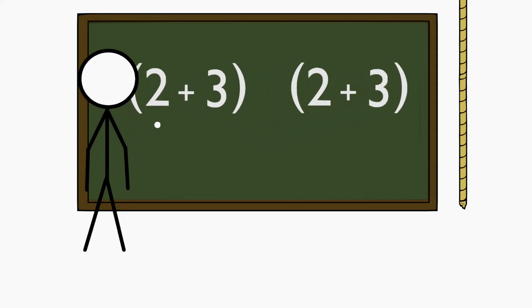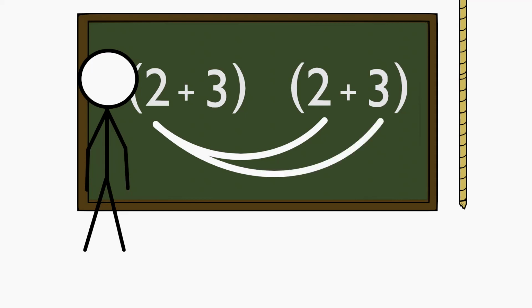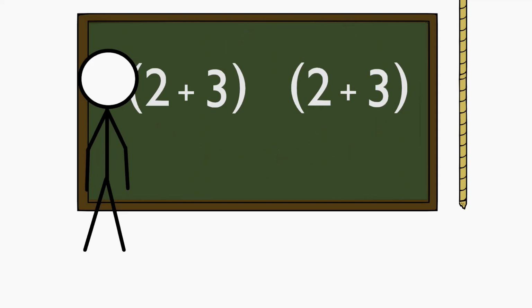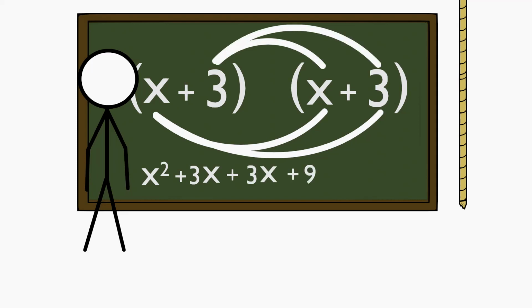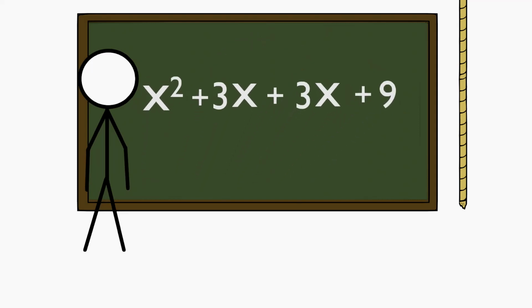We'll have 2 times 2 plus 2 times 3 plus 3 times 2 plus 3 times 3. Now, if we replace the number 2 with the variable x, we will end up with x times x, so x squared, plus 3x plus 3x plus 9. This has turned into an algebraic quadratic expression, which when we factorize it, we will get x plus 3 squared instead of 2 plus 3 squared.